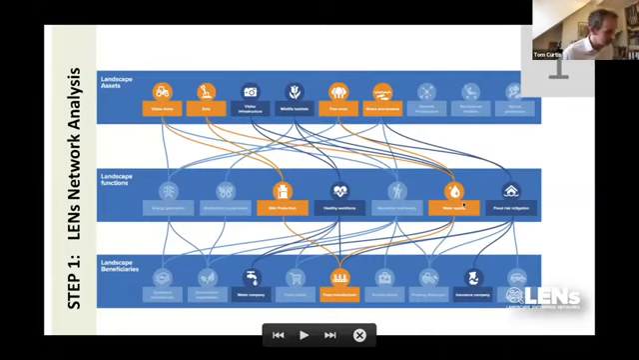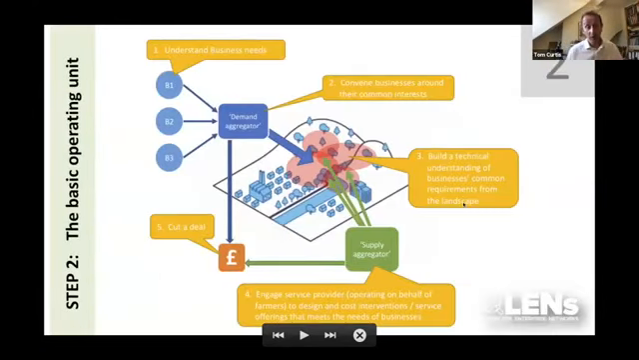And when we've got that opportunity spotted, we then go on to the second stage, which is to build a basic operating unit for Lens, and that's a value chain which essentially has demand at one end and supply at the other. So essentially, to do this, and this is the basic operating unit, this is a core part of Lens.